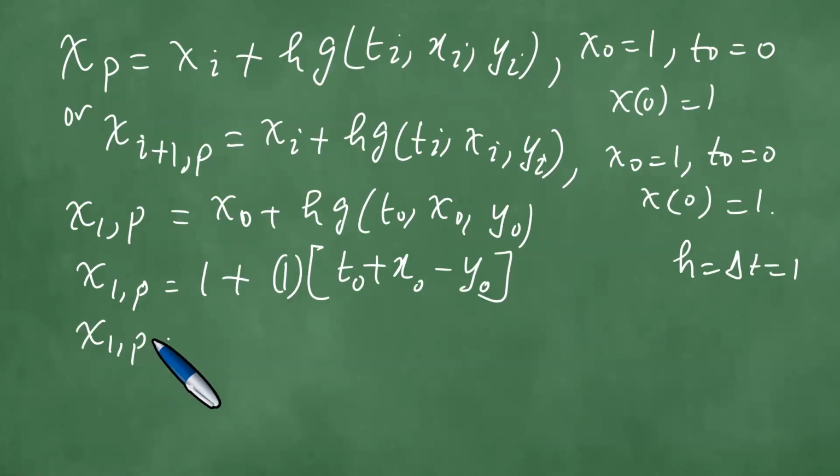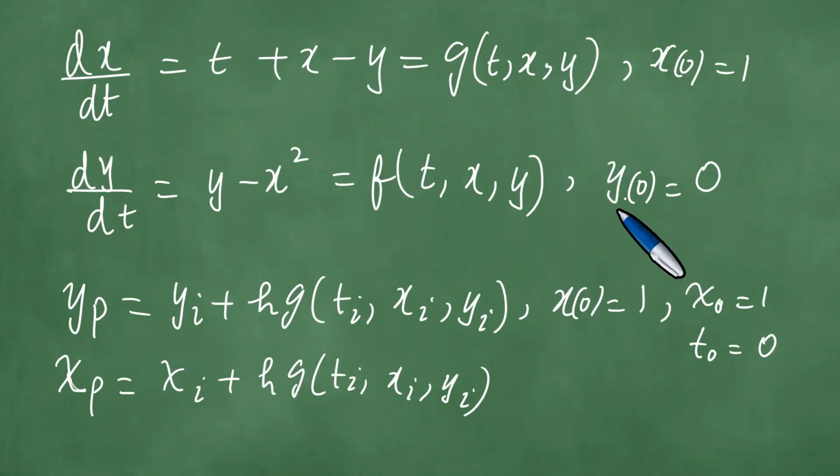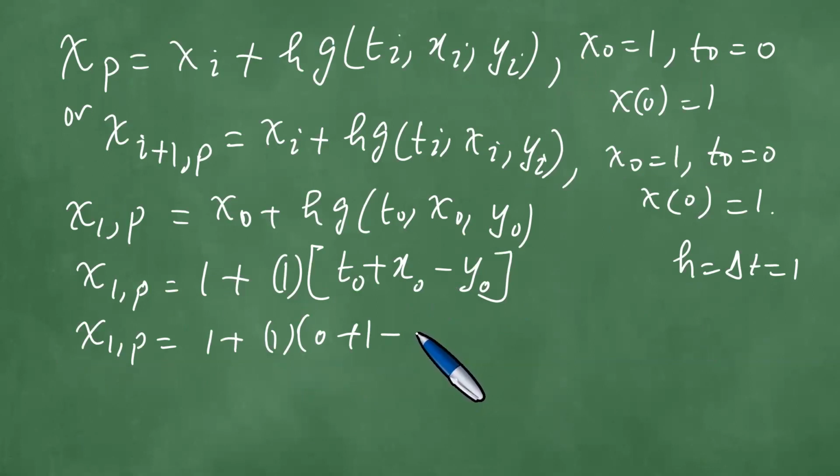Now you have x_1p equals 1 plus... What is t_0? t_0 is 0. What is x_0? It is 1. What is y_0? y_0 is 0, and t_0 is the argument inside, which is 0. So x_0 is 1, y_0 is 0, and now we are able to get to x_1p, which is 1 plus 1, which is 2. So we have exactly the predictor.